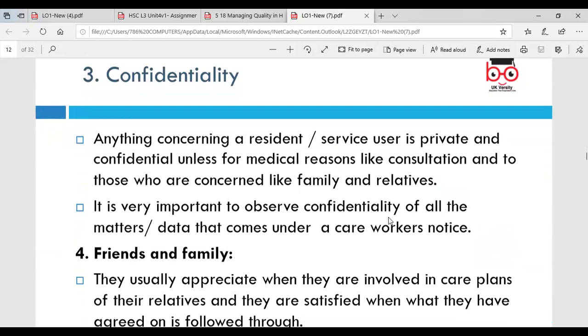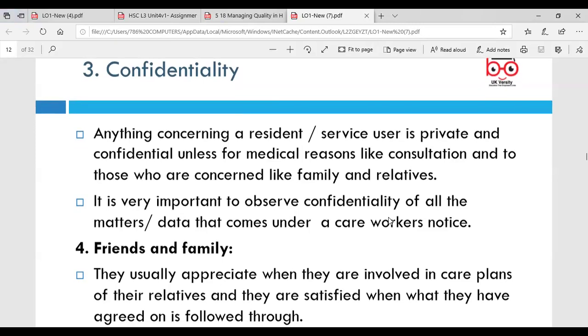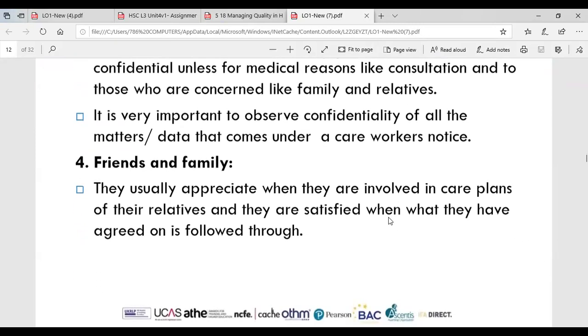They're suffering from a terminal illness, let's say, and a person comes to you, the next of kin, the daughter of that patient, or any very closely related person, and asks you about the diagnosis, about anything about it. If the patient wants it to remain confidential, you are not in any circumstances going to share that information. So it's private and confidential for medical reasons, and it is very important to observe confidentiality of all the data that has been shared.